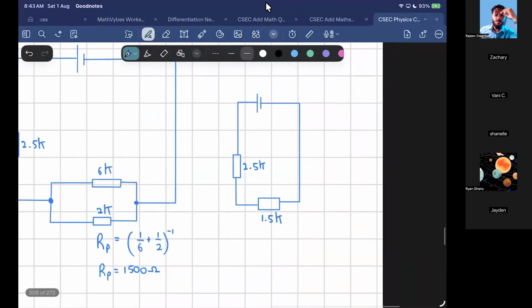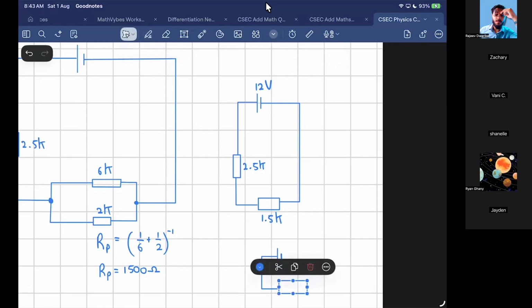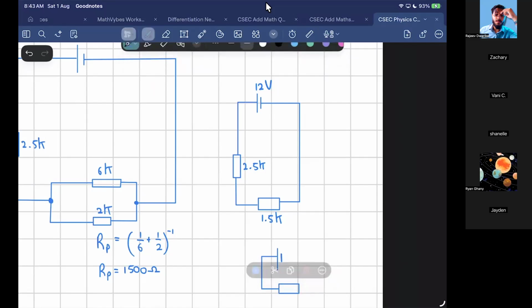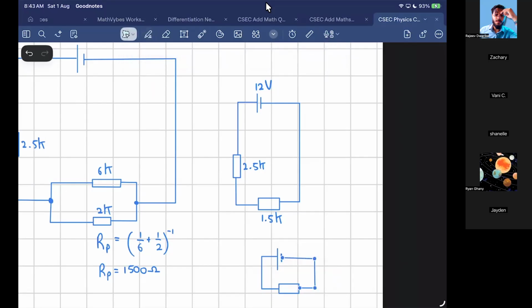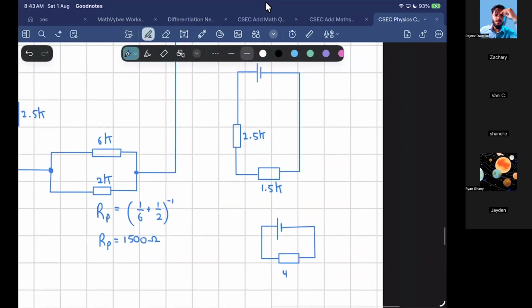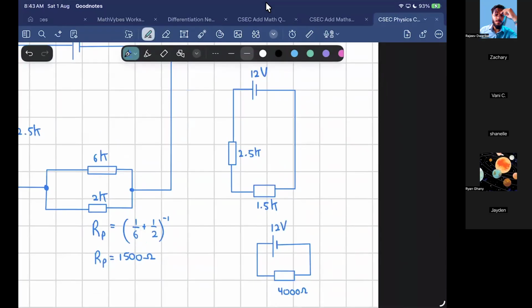That would be funny. Yeah, and we mustn't forget that the potential difference was 12 volts. So, Ryan, tell me the last step. Add 2.5 and 1.5. So the final circuit just comprises one resistor. And that resistor is going to be how many ohms? 4,000. That's 4,000 ohms. And the potential difference across the entire circuit is 12 volts. How do I find the current?